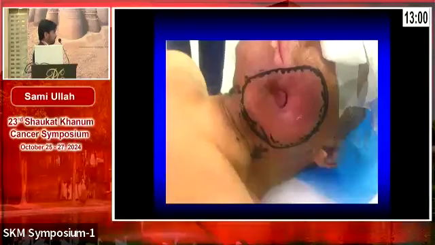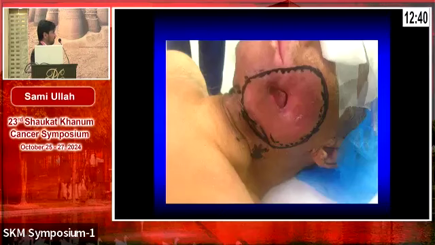So this is another individual. He had a recurrent SCC, squamous cell carcinoma of the buccal mucosa. He has had neck dissection as well as post-operative radiotherapy, and came with this recurrence. We did it as a combined case with the head and neck surgeon, obviously the ENT surgeons at Aga Khan University Hospital.